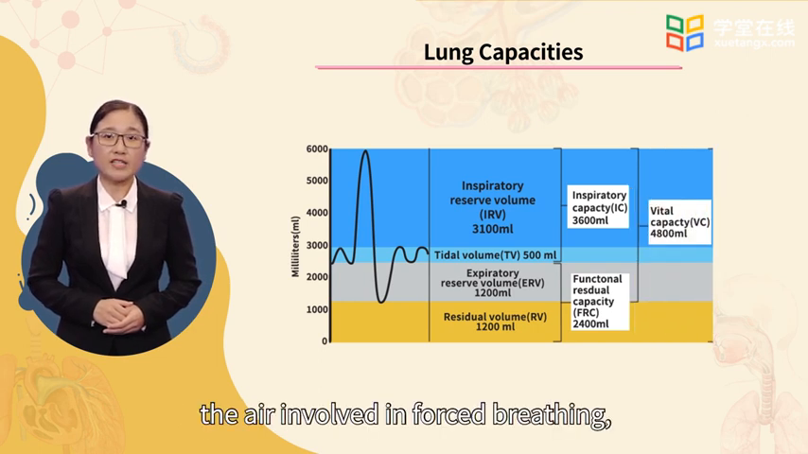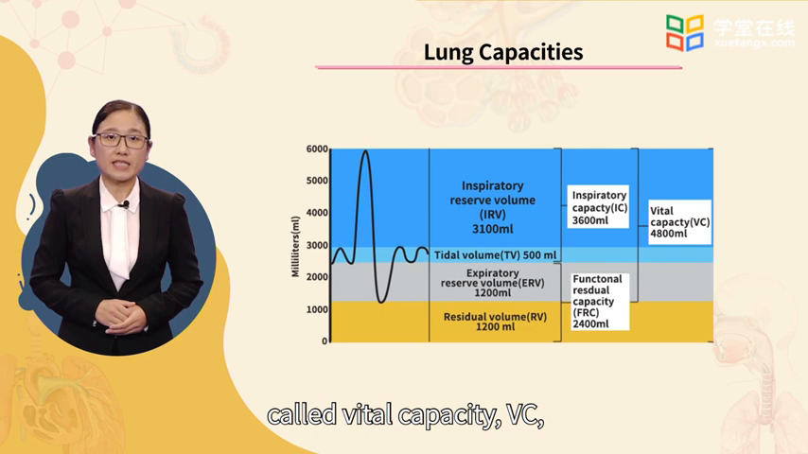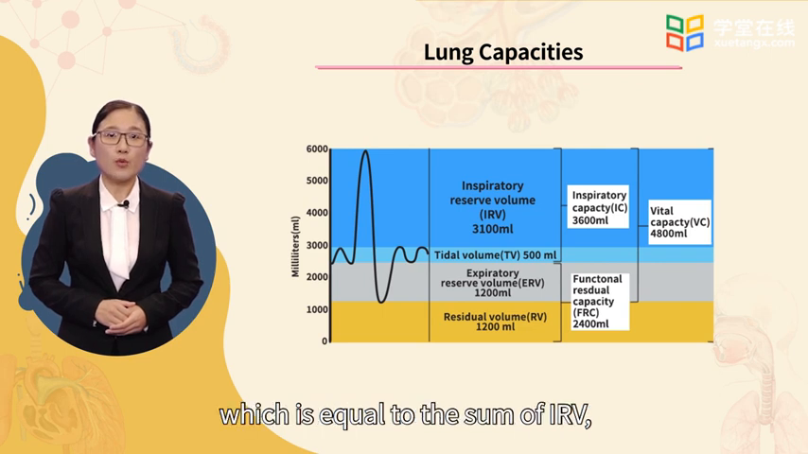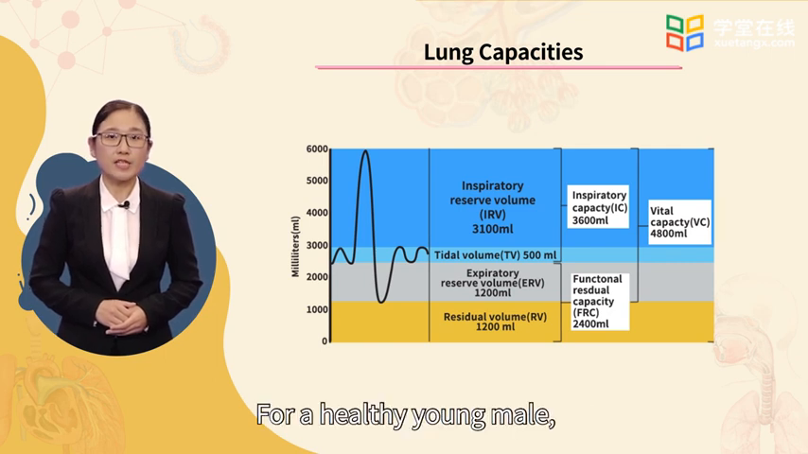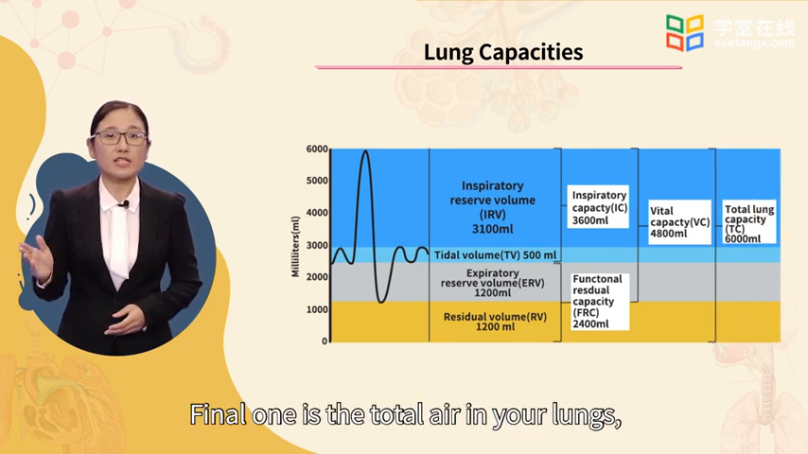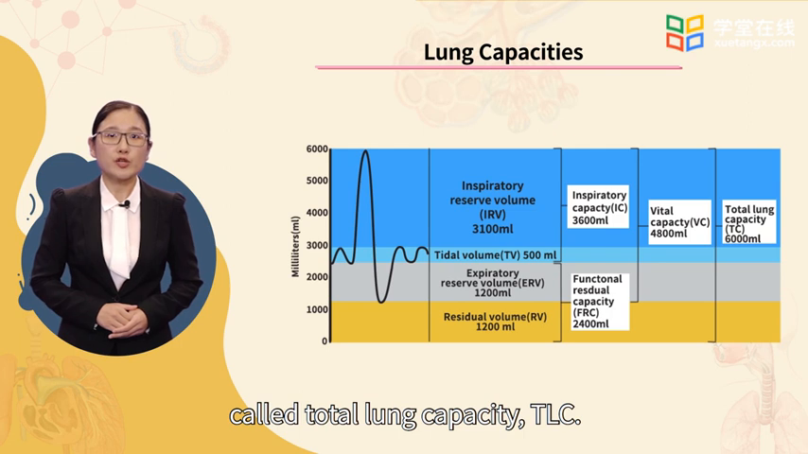The air involved in forced breathing can supply more oxygen for your body, called vital capacity, VC, which is equal to the sum of IRV, TV, and ERV. For a healthy young male, VC is around 4.8 liters. The final one is the total air in your lungs, equal to the sum of all volumes, called total lung capacity, TLC.